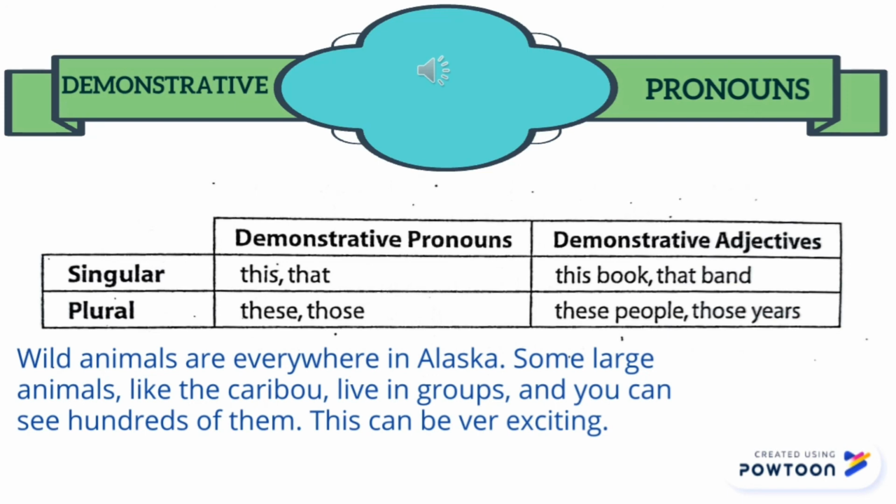Demonstrative pronouns. This word can take the place of a phrase or an idea. Demonstrative pronouns. Singular: this, that. Plural: these, those. Demonstrative adjectives. Singular: this book, that van. Plural: these people, those chairs. Sometimes they are used like adjectives together with nouns. For example, you can see hundreds of them is replaced by this.